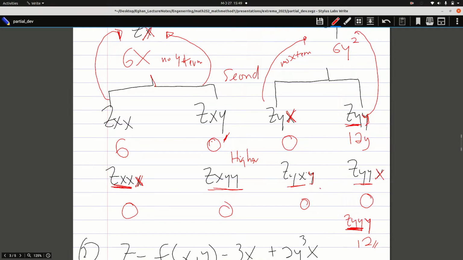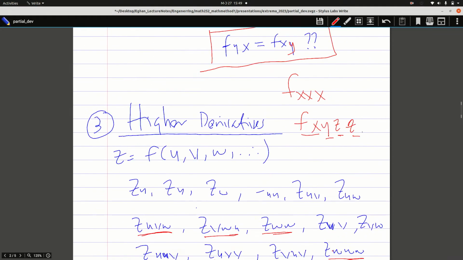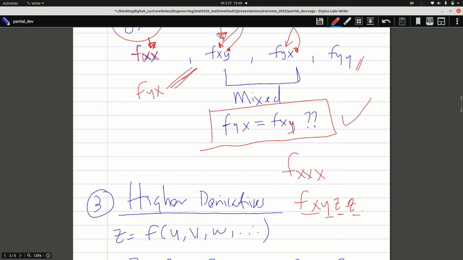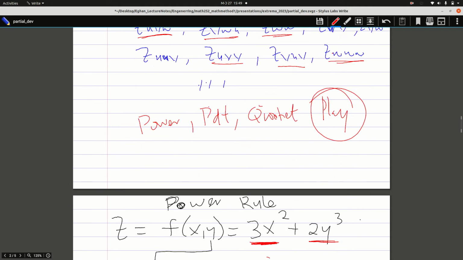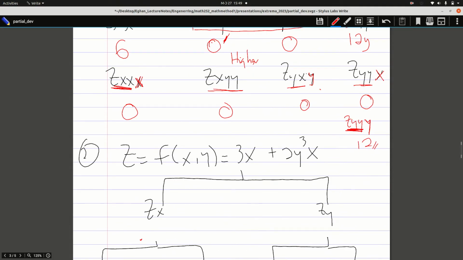Now back to the question. It says, are these two guys the same? Are they equal? Did we get the same answer to verify what we had here? Okay, so that's the first example on how to do a partial derivative. Let's see the second example.